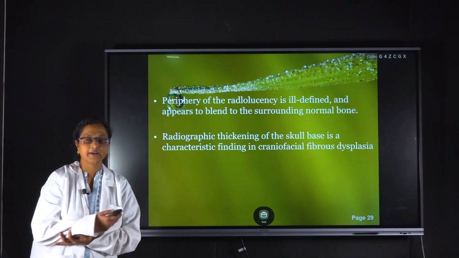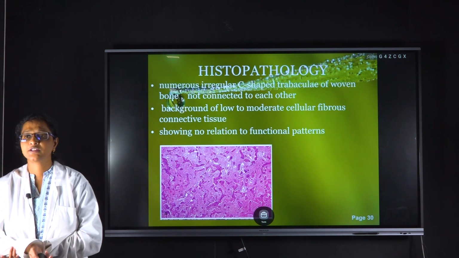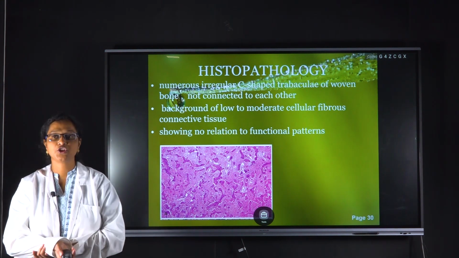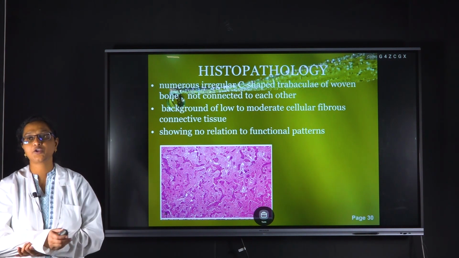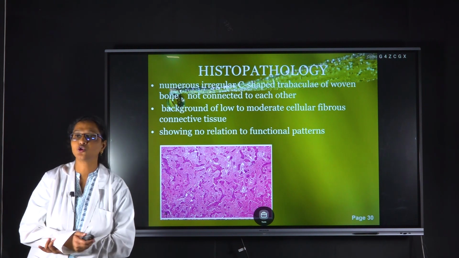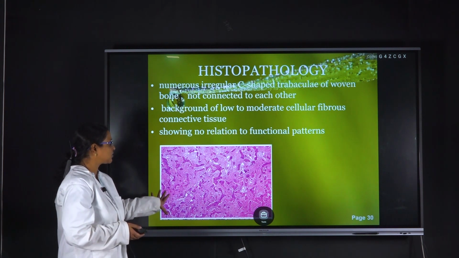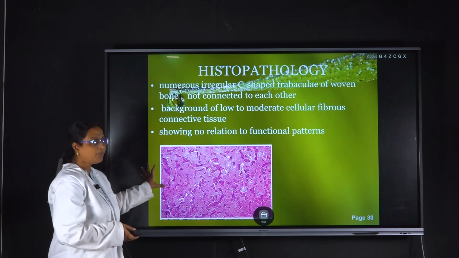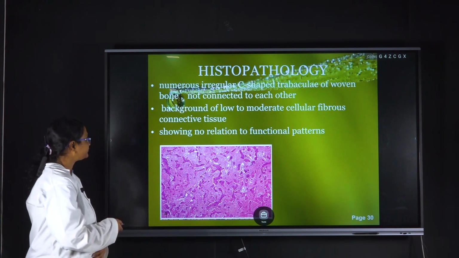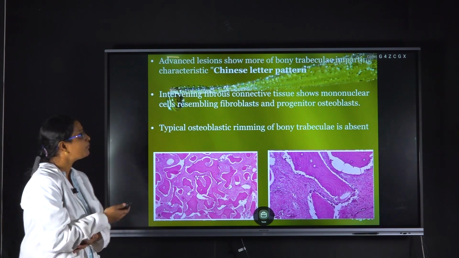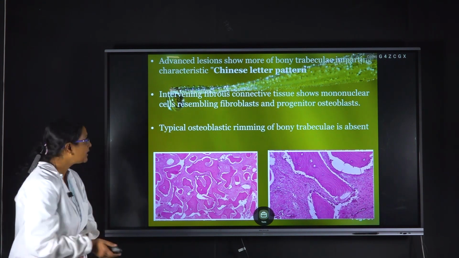Radiographic thickening of the skull base is also seen in fibrous dysplasia. Coming to the histopathology of fibrous dysplasia, histologically we see numerous irregular C-shaped trabeculae of woven bone which are not connected to each other, and the background shows a low to moderately cellular fibrous stroma. There is no relation to functional pattern. In this histopathological picture, you can see numerous small bony trabeculae scattered, and you can see a cellular background of fibrous connective tissue. In advanced lesions, the bony trabeculae give rise to the classical Chinese letter pattern seen in fibrous dysplasia.